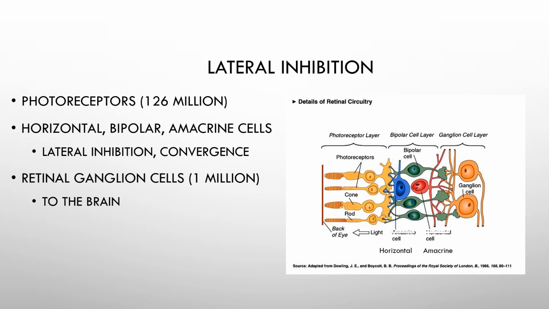And we are seeing this convergence of these 126 million photoreceptors, with the rods doing this slightly differently than the cones because there are so many more of them, and because the foveal cones have a linear circuit, but then there's inhibition along with that convergence. So we've gone from 126 million photoreceptors to 1 million retinal ganglion cells. They're sending their axons to the brain. They're making up the optic nerve.